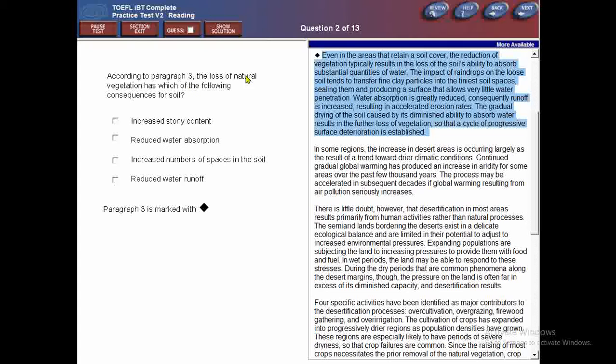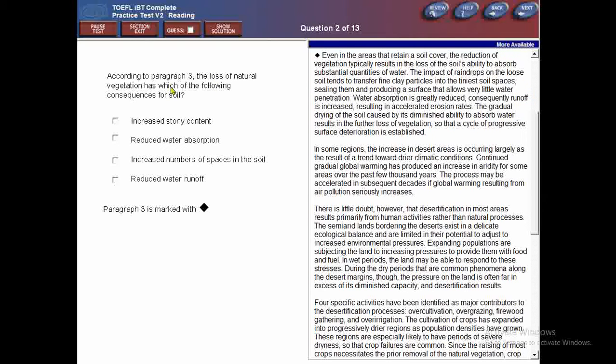Okay, these are the key phrases: loss of natural vegetation and consequences for soil. We do not necessarily need to read all of the sentences to answer factual information questions. For factual information questions, we can find our answer in a sentence or two.